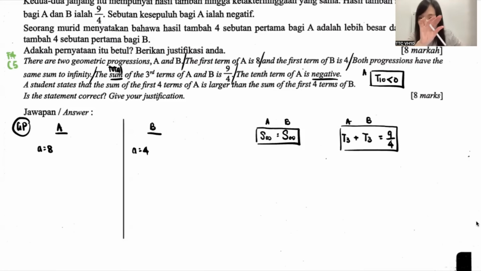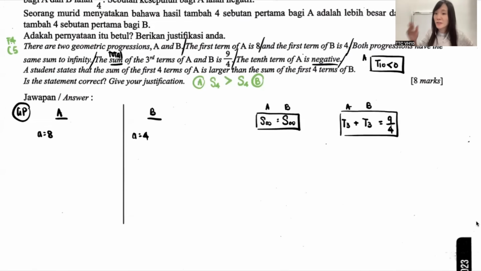Now, my dear, this is whatever I can write out. All the boxes, I read the sentence, I understand it, I write accordingly, okay? Now there's another thing. They say a student states that the sum of the first 4 terms of A is larger than the sum of the first 4 terms for B. Is the statement correct? Give your justification. So you're going to say yes, it's correct, or no, it's wrong, or something like that. So I think this is all the information you guys have now. You guys can start to do now.